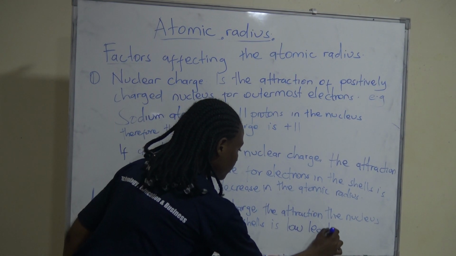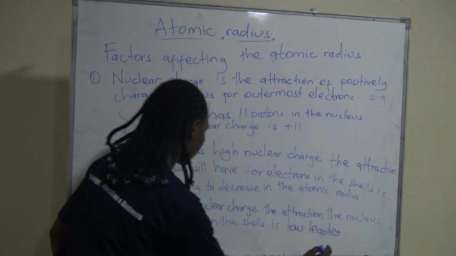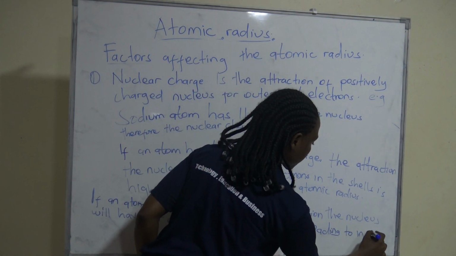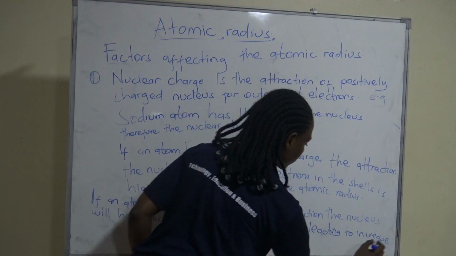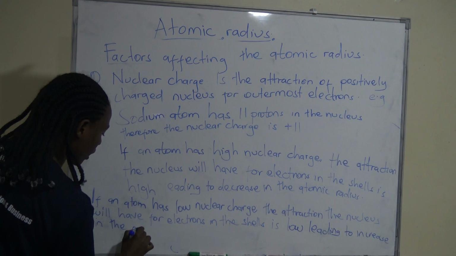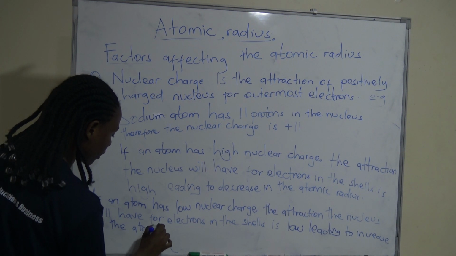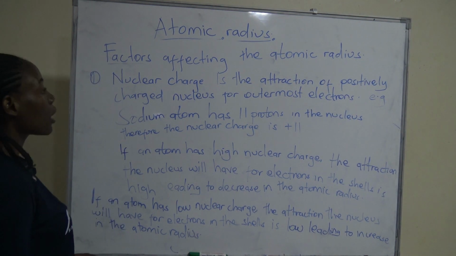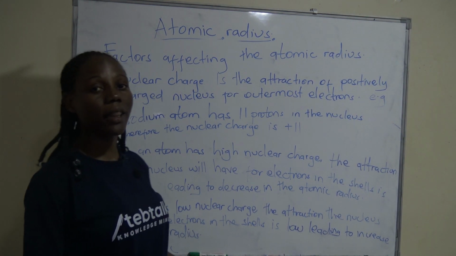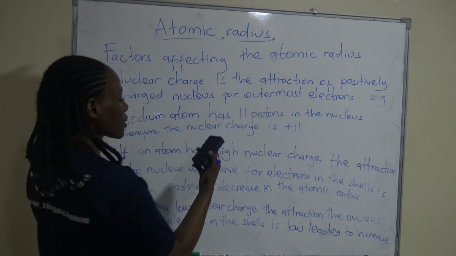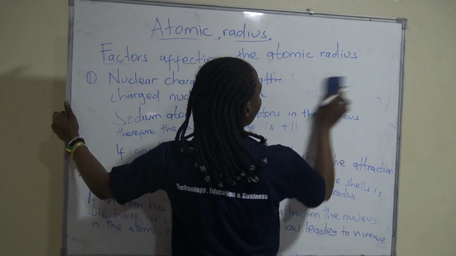leading to an increase in the atomic radius. So simply, that is how the nuclear charge affects the atomic radius. Let me try to elaborate it.